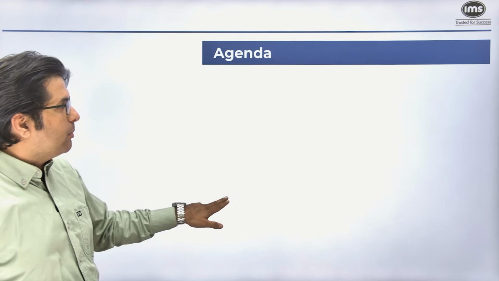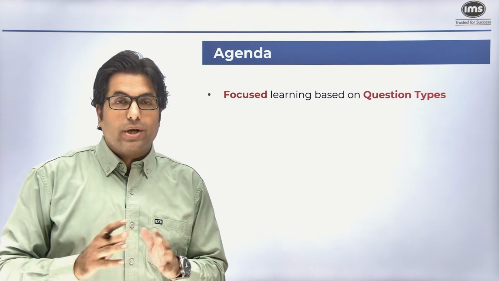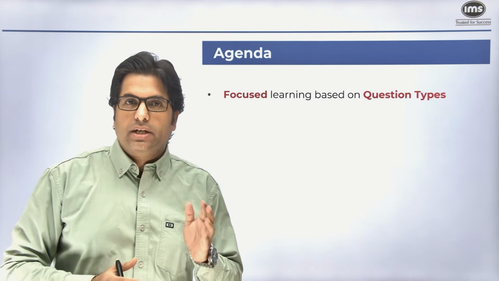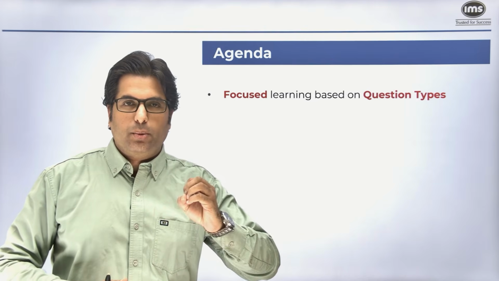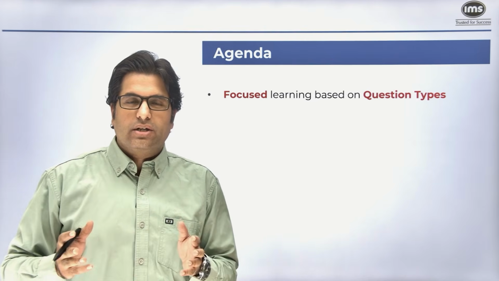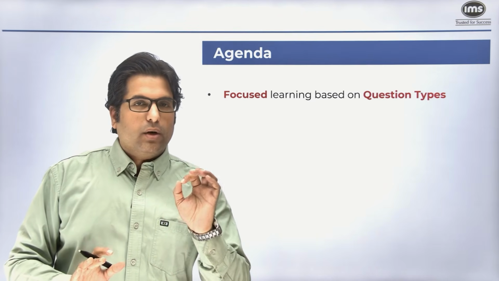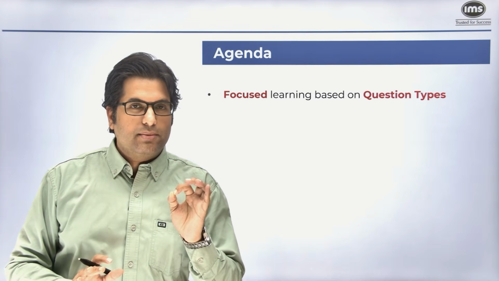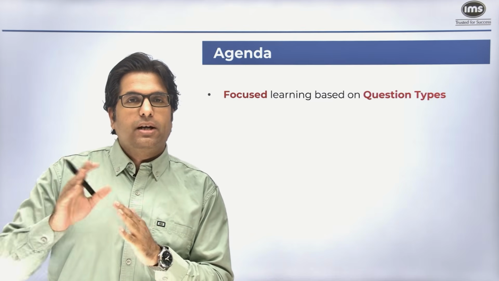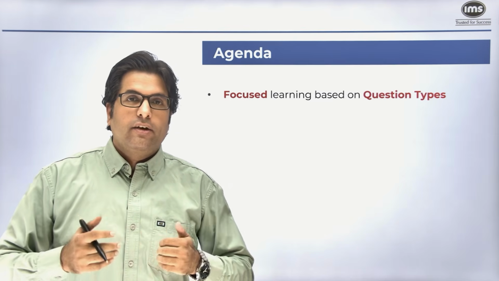The first part is very important. These are focused learning sessions based on question types, and therefore don't expect basic theory starting from scratch A to Z, that we start with quadratic equations or linear equations and then define the general form of quadratic equations like ax squared plus bx plus c is equal to 0. We are not going to do any of that. We are going to pick up certain standard question types that have frequently appeared in CAT, create a theory around it so that if similar or slightly different or difficult questions come on those lines, we will be very well prepared.